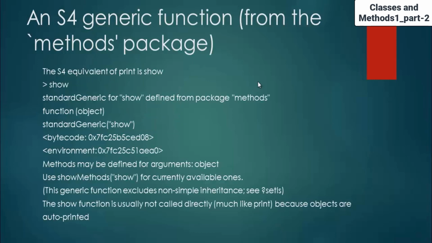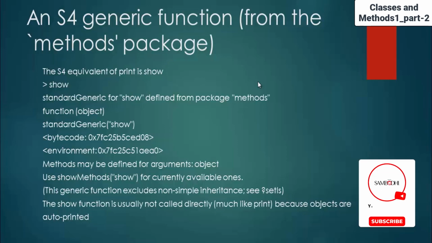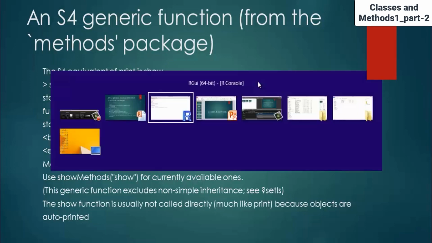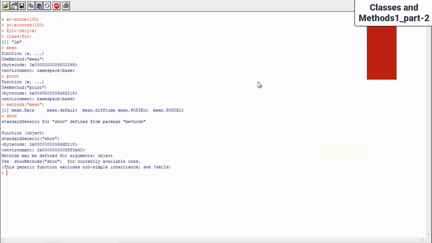Next we'll see about an S4 generic function. Again, this is from the methods package, and S3 was from the base package. So what is there is the print function in the S3 generic class. So we have an S4 equivalent for that, which is called show. Now if I use show, you'll get it's a standard generic for show, defined from the package methods. It's a function of object, standard generic show, bytecode environment. Methods may be defined for arguments, object. Use showMethods for currently available ones.